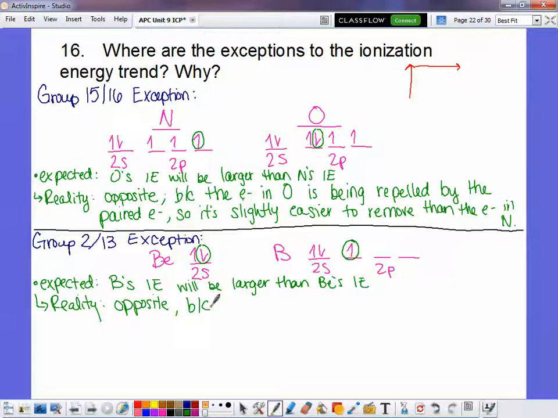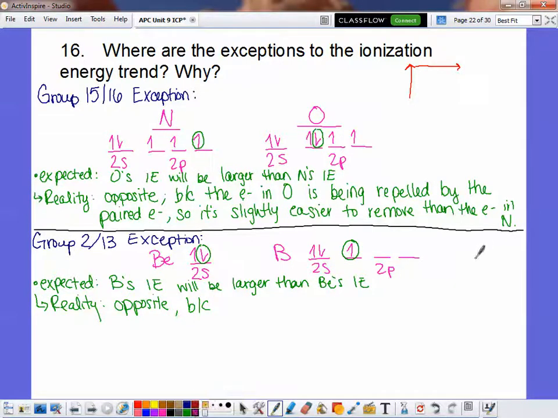And the reason comes down to the type of orbital that the electron is in. The p orbital that boron's last electron is in has a more complex shape than the s orbital that beryllium's last electron is in. Because of that complex shape, there are times when the electron in boron, in that p orbital, is going to be farther away from the nucleus than the electrons in the s orbital, which makes it a little bit easier to pluck off. Let me draw those two orbitals.